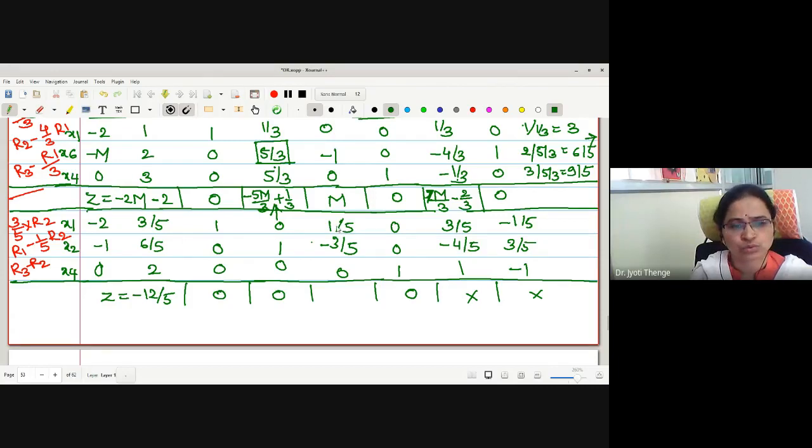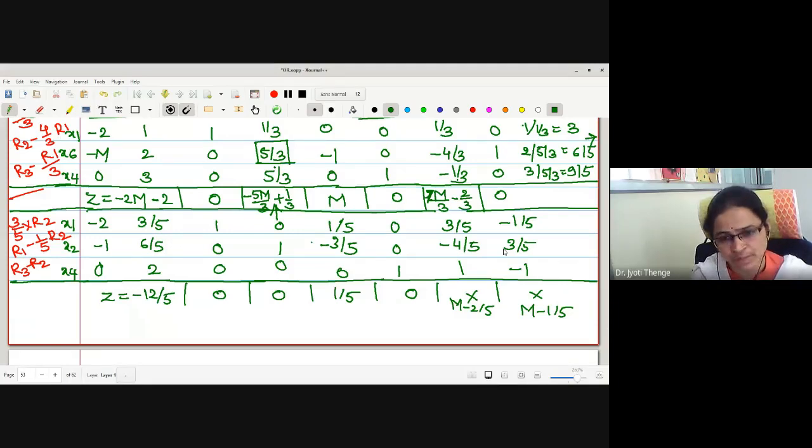Minus 2 into 1 by 5 plus 3 by 5. Correct, no? 1 by 5. If you calculate here also, this is M minus 2 by 5 and M minus 1 by 5. Taking M to be very large, M minus 2 by 5 is going to be a positive value. So all net evaluations we have obtained to be non-negative.